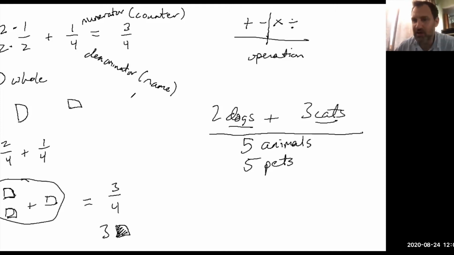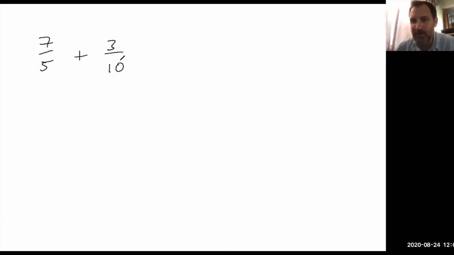And I'm sure you're going to get harder problems than that. So for instance, I'm going to go ahead and clear this screen. You might have something like 7/5 plus 3/10. Okay, that's a harder problem. How do you get these numbers to match? This is what we call finding the common denominator.